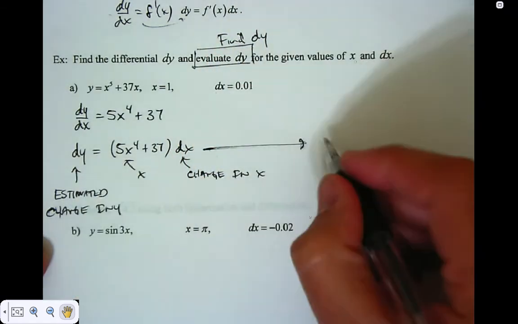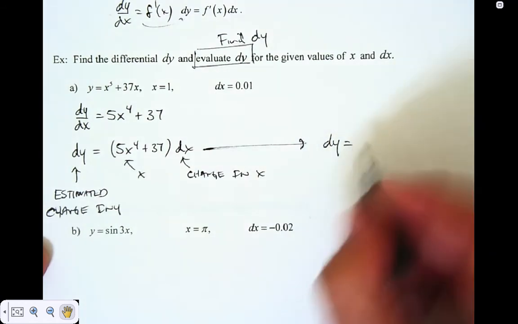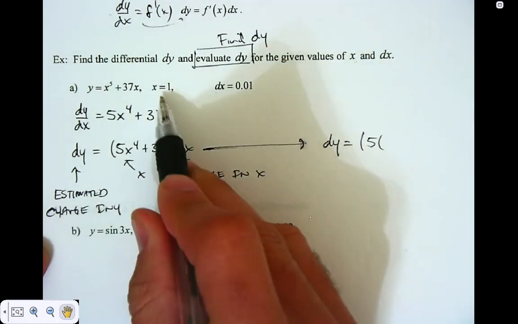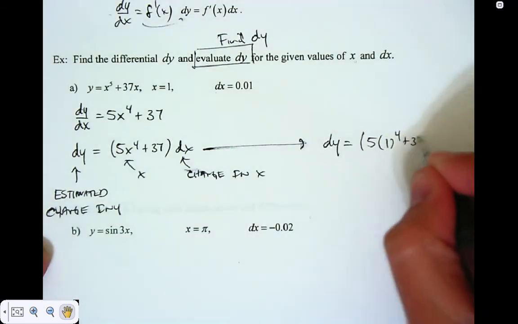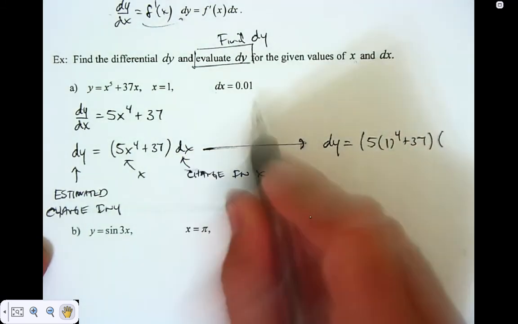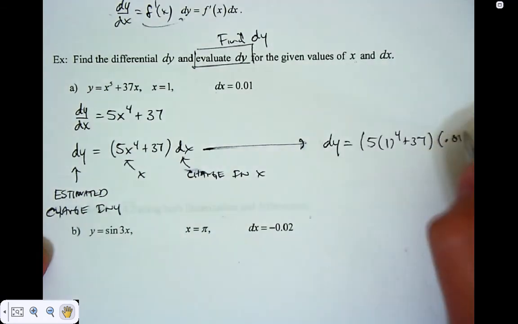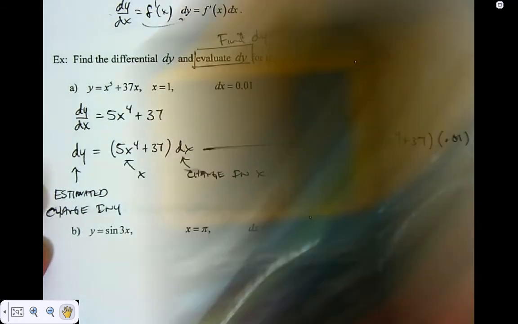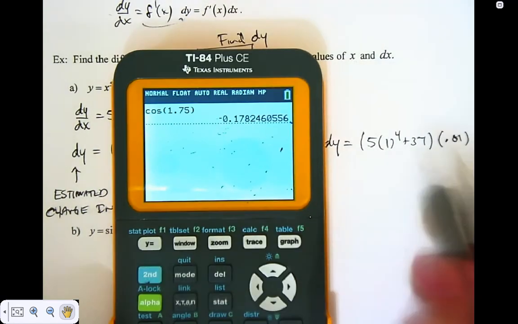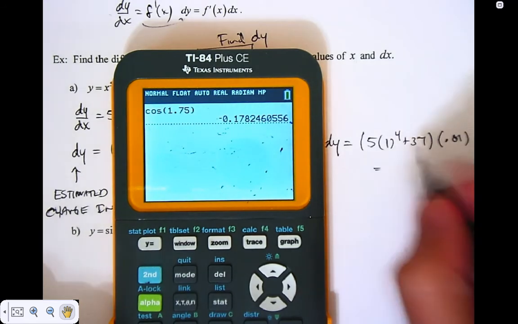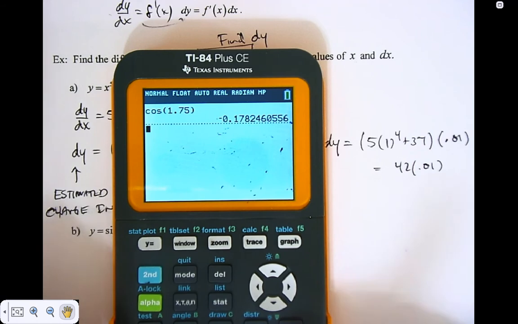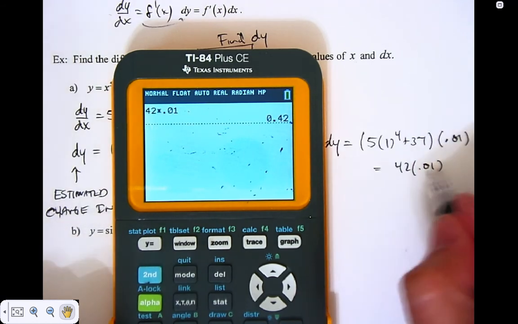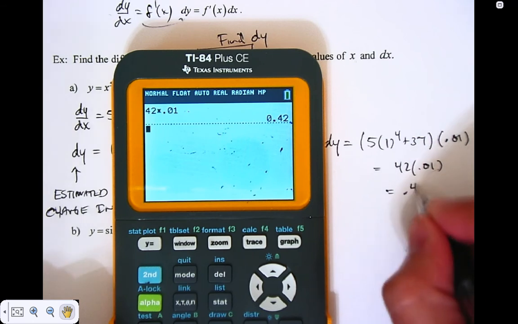Dy is right here. Dy is going to be equal to 5 times the x value they give you. You just plug in. That's 1 to the power of 4 plus 37 times dx, which they gave us as 0.01. Okay, we can use a calculator on these problems. This is very simple. This is just equal to 42 times 0.01. A lot of you can just do that in your brain. If you can't and you don't want to think about decimals, just multiply it, right? You know that that's going to move it over 2 spots to give you 0.42.